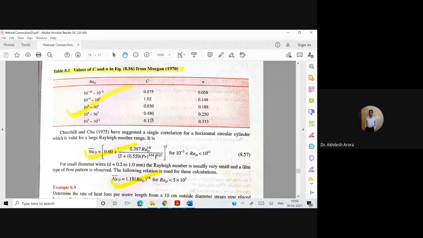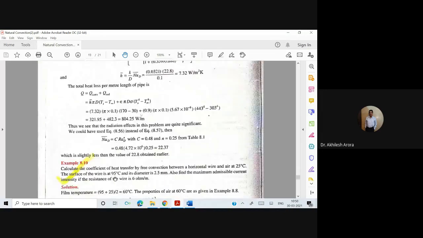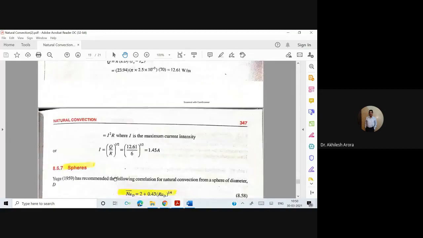Right now we haven't discussed the flow of liquid metal, that is, forced convection with liquid metal and free convection with liquid metal. The moment the fluid changes, the equation also changes. So for liquid metal, because the Prandtl number is very small, the equations will be different. Similar numerical problems may be given on this type of question.